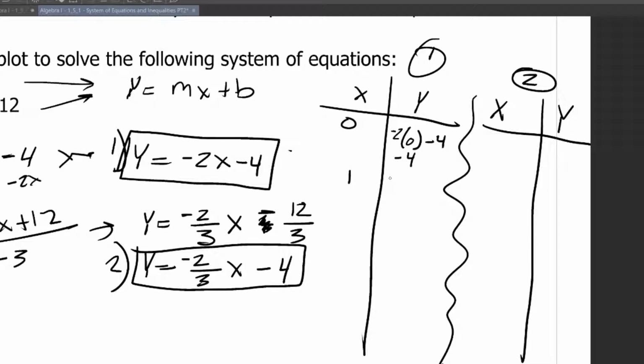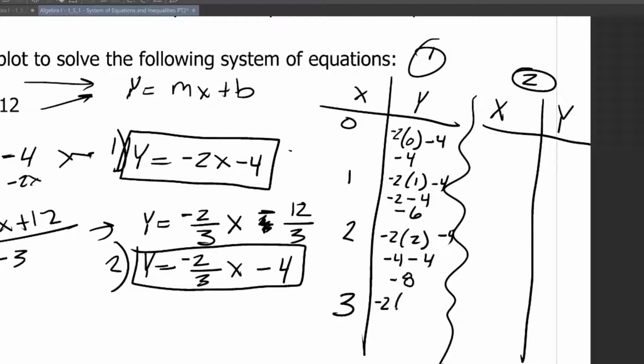Right, when x equals 1, we get negative 2 times 1 minus 4. So we get negative 2 minus 4, which is going to be negative 6. When x equals 2, negative 2 times 2 minus 4. This is going to be negative 4 minus 4, negative 8. And we'll do one more. 3, negative 2 times 3 minus 4, negative 6 minus 4, minus 10.